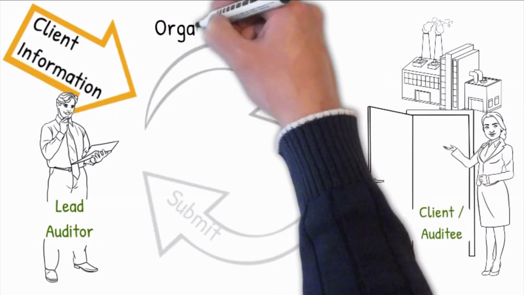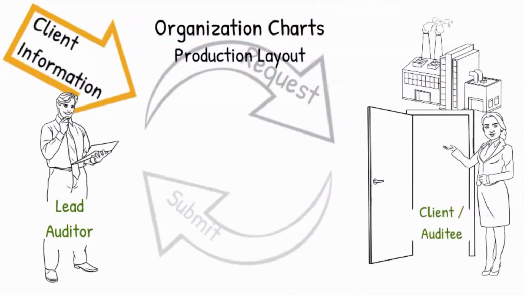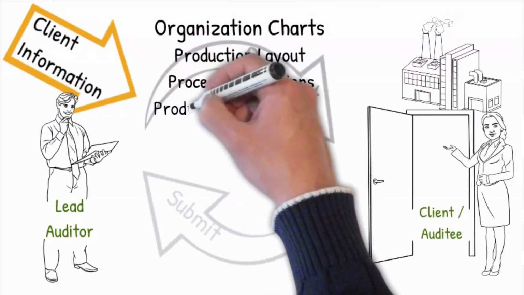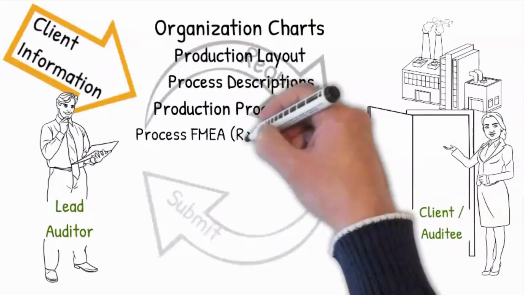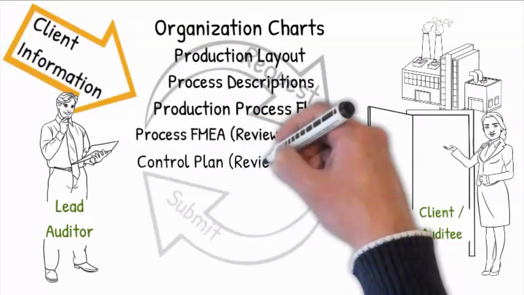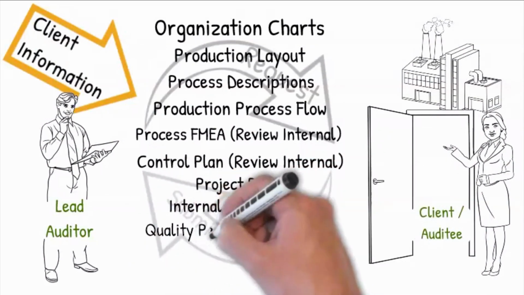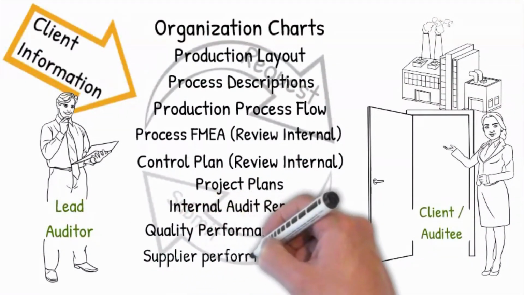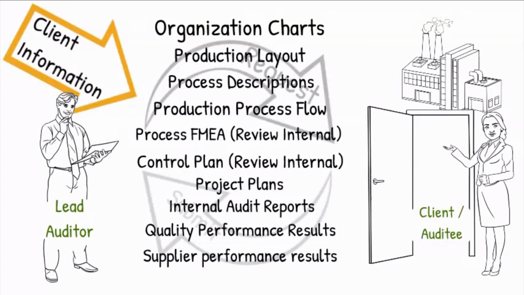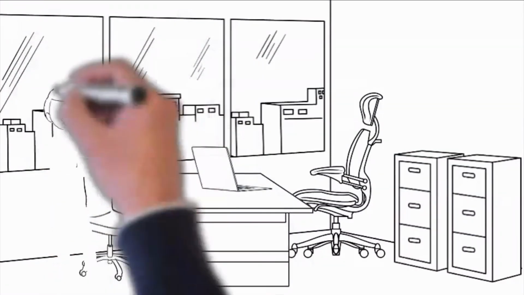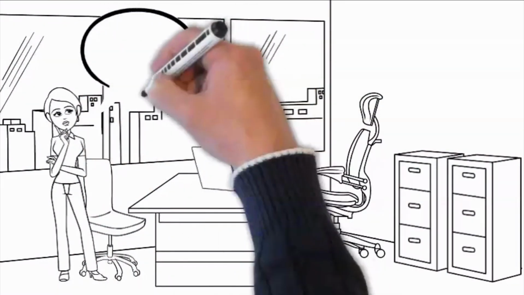and includes the organization charts, production layout, process description, production process flow, process FMEA, control plans, project plans, internal audit reports, quality performance results, and the supplier performance results. The client has to submit the information to the lead auditor.